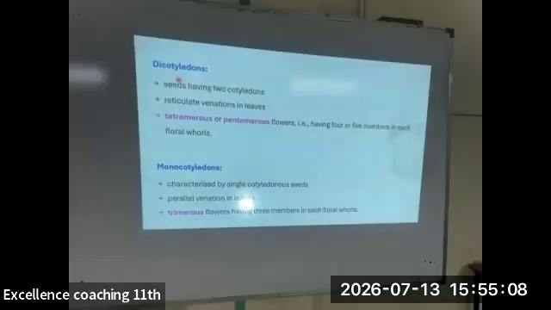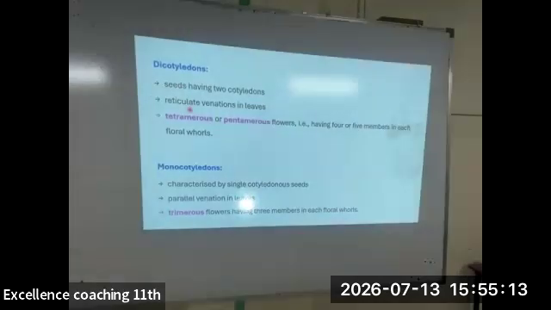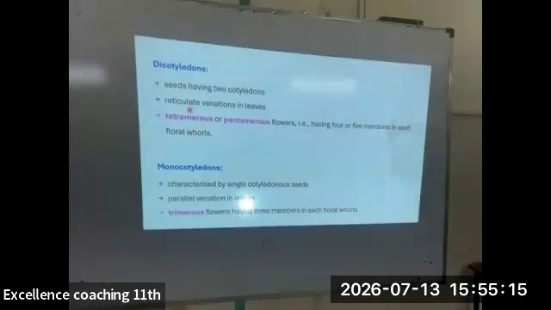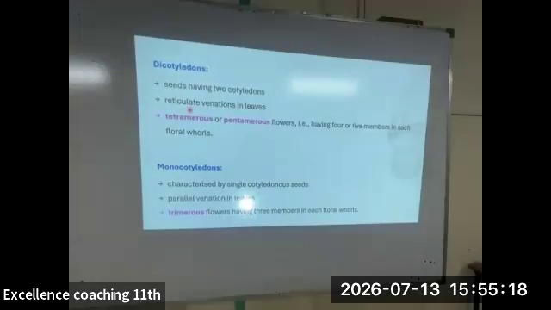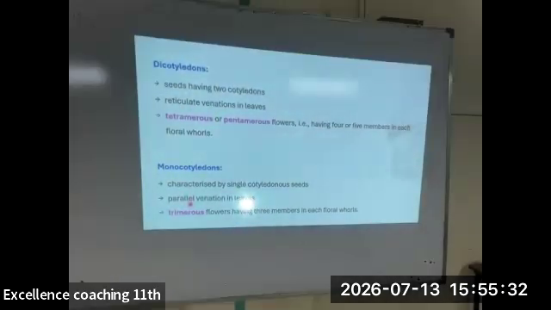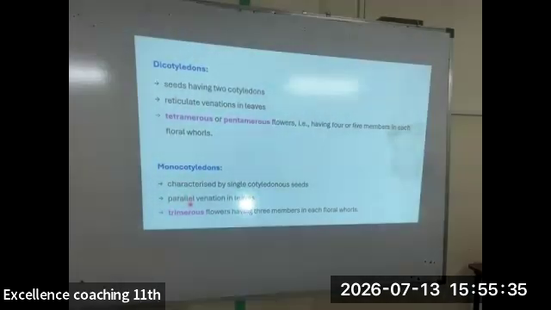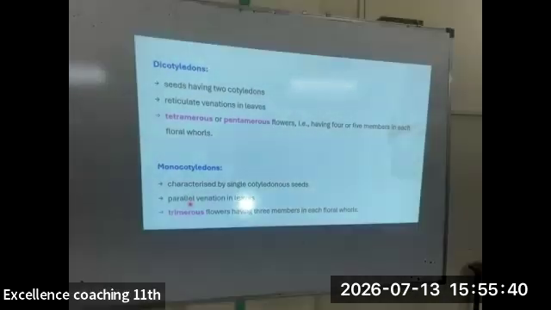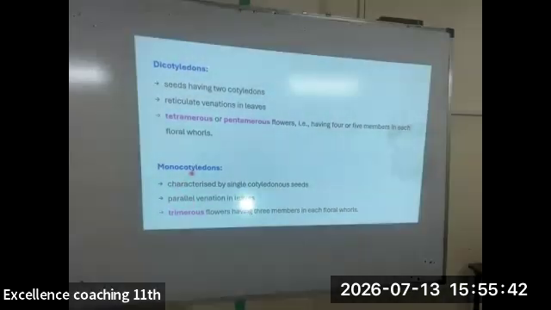So dicotyledons are the ones which have two cotyledons. The venation here is reticulate venation. What do you mean by reticulate venation? Parallel venation, you know. Can you give an example of parallel venation? Which plant can you see parallel venation in? Very good. Rice is a very good example of monocot.